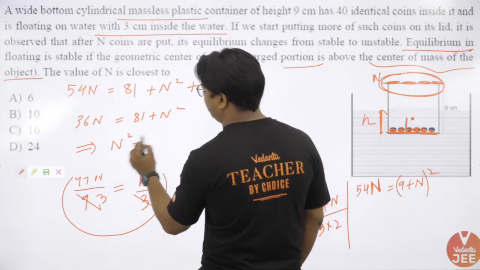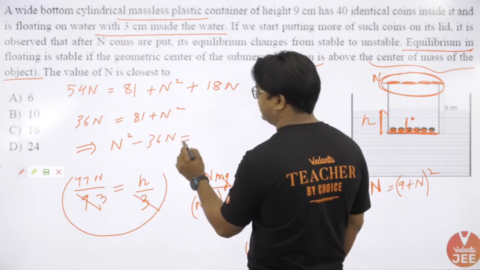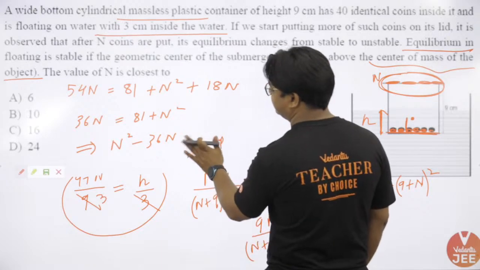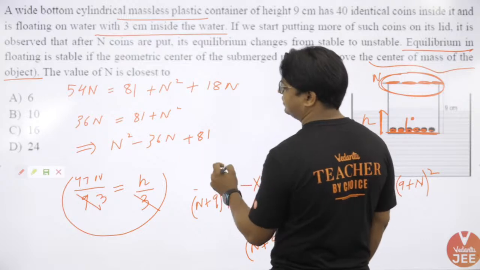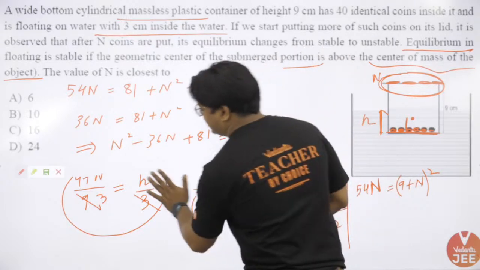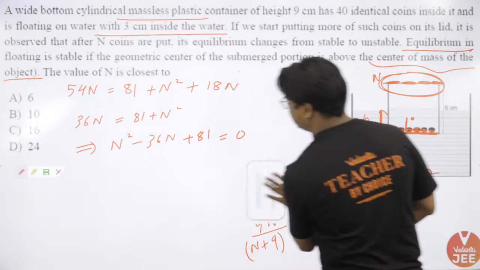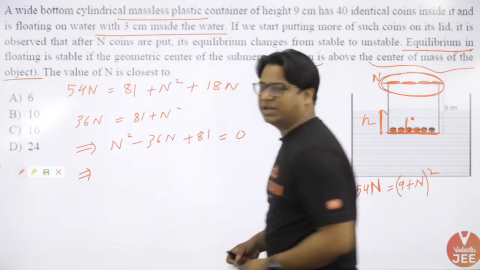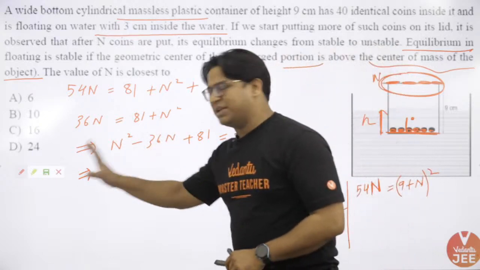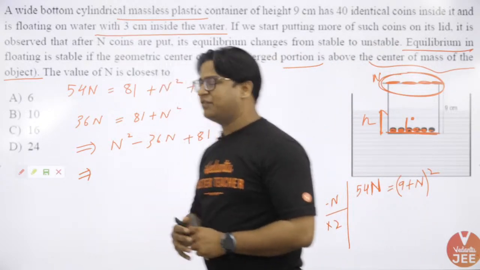Alright, so n square minus 36n plus 81 equal to 0. So we'll have to solve this equation. So guys, solving this equation will get the answer. My answer was not matching, you can just try. I've told you the concept.